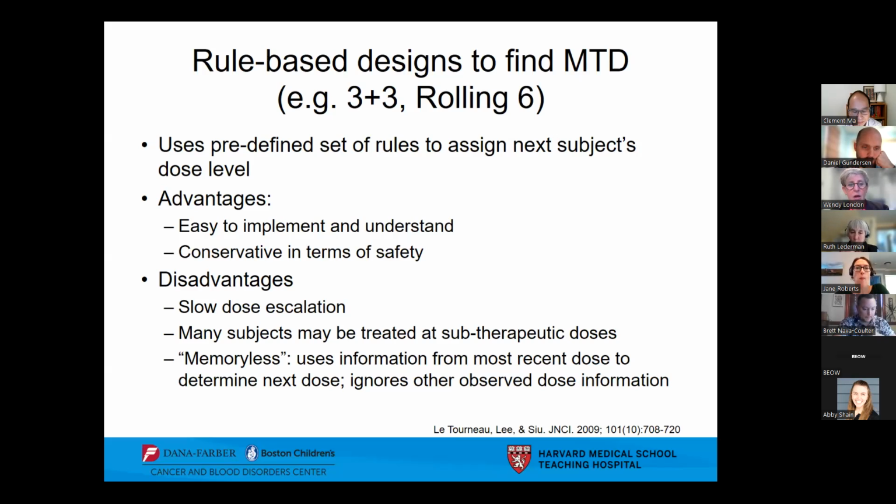for efficacy. A rule-based design only uses information from the current dose in order to make a decision about escalation or de-escalation. We call that memoryless, and it ignores all the other information from the prior doses. So we'll talk about adaptive designs that take into account all information across all doses. Next.